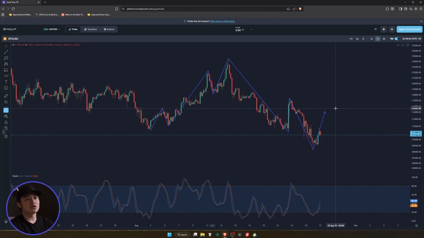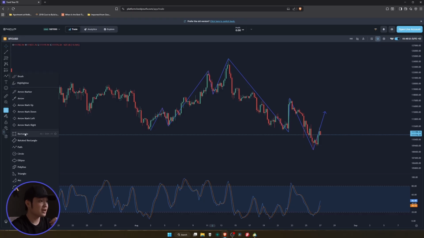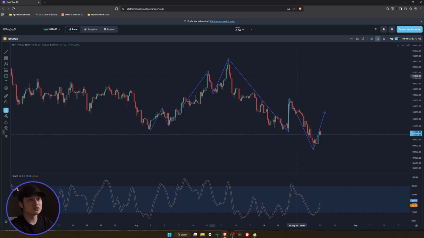So what next on the 4-hour chart on Bitcoin? On the 4-hour chart, it looks like there's a chance for the price to make a pullback or climb to 116,000. That is the potential supply for Bitcoin on the 4-hour chart. I'm going to plot it right here.